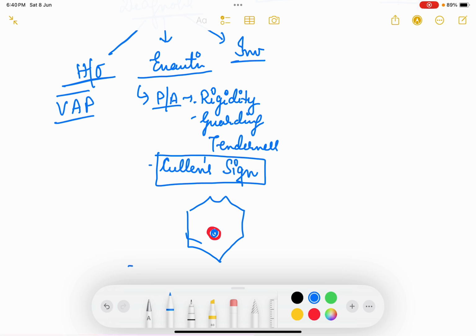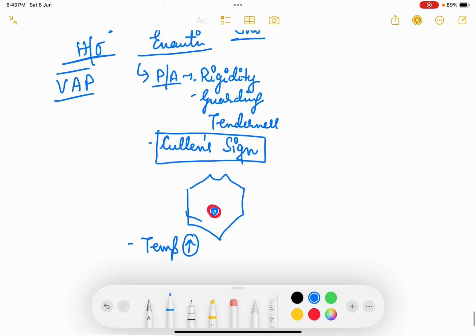Apart from that, the patient's temperature might rise because there is inflammation in the body. The peritoneum is inflamed and irritated, because of which temperature may rise. On per vaginal examination, the patient will have classical cervical motion tenderness. That is, when you move the cervix, the patient will have a lot of pain.